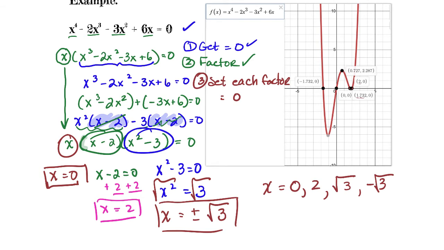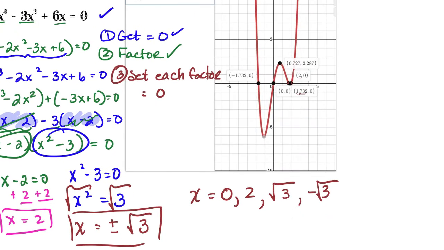Okay, and if you get out your calculator and check to see what root 3 and negative root 3 are, root 3 is approximately equal to 1.732, and negative root 3 is approximately negative 1.732.